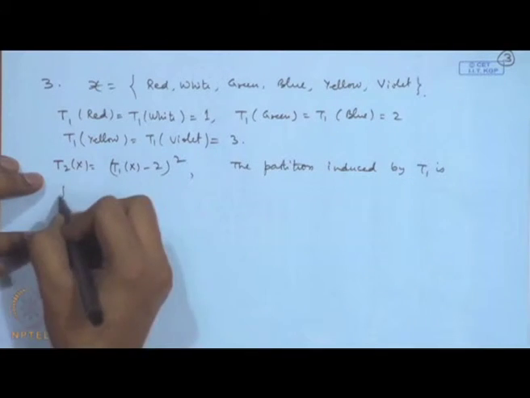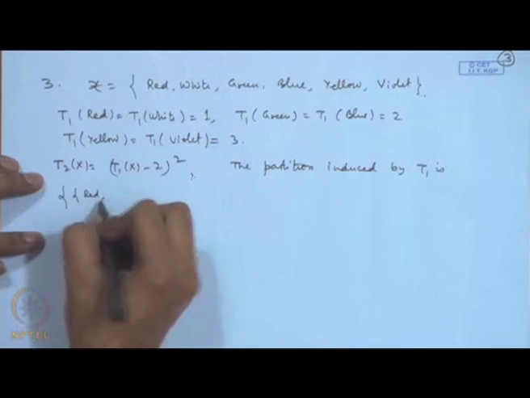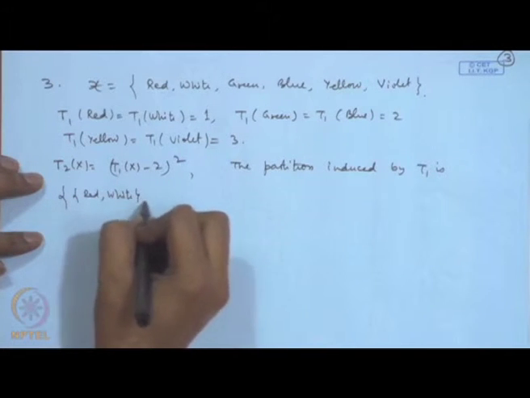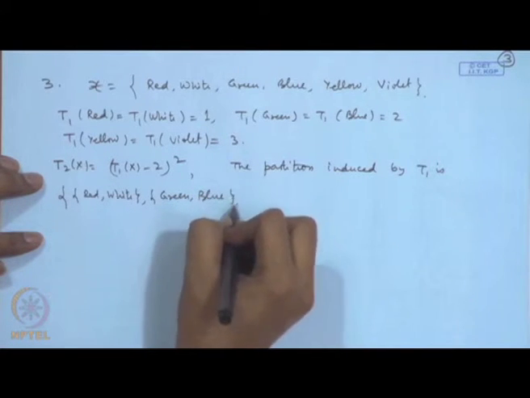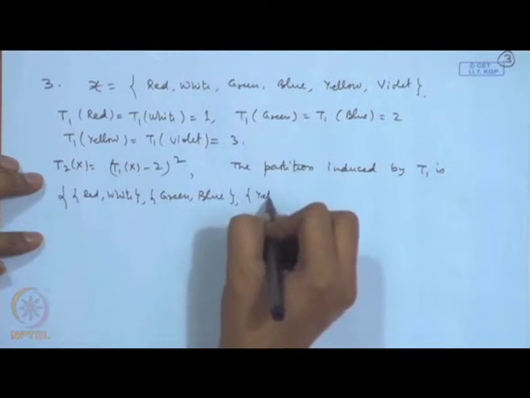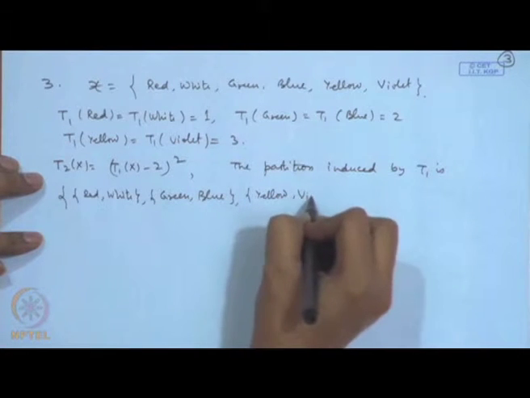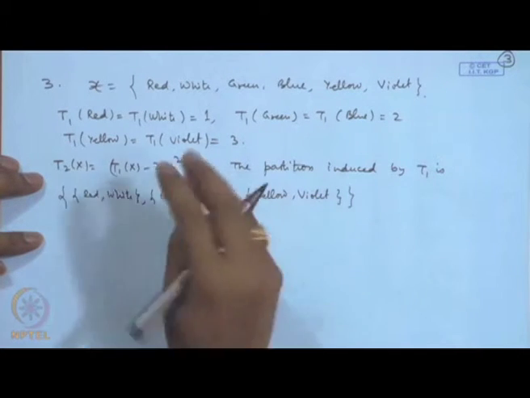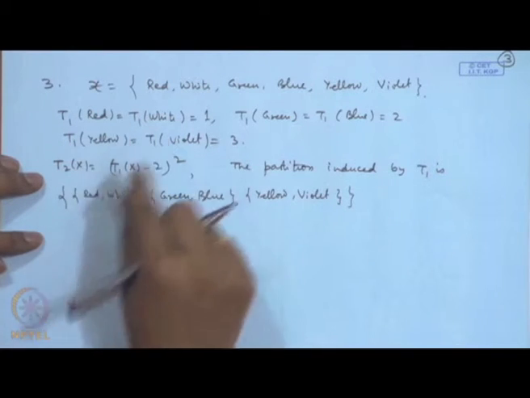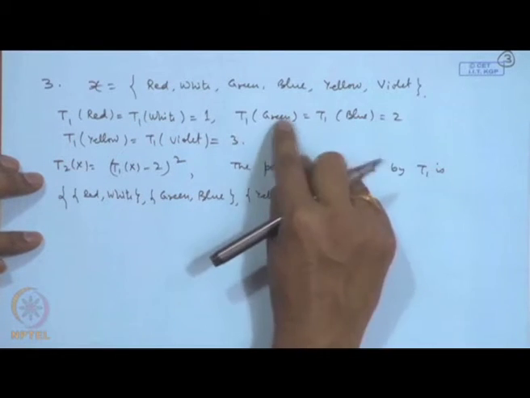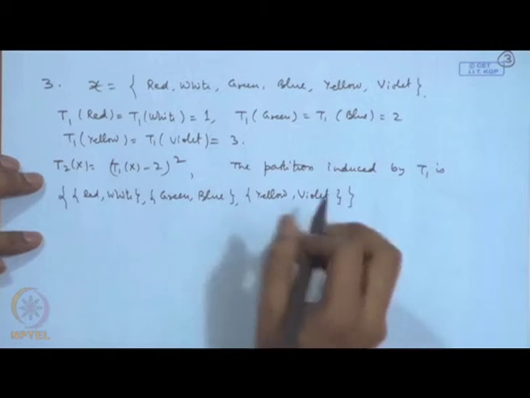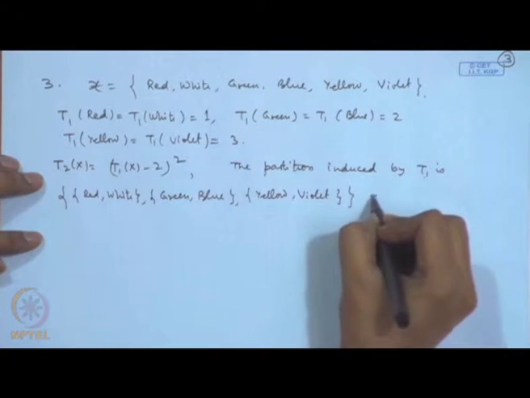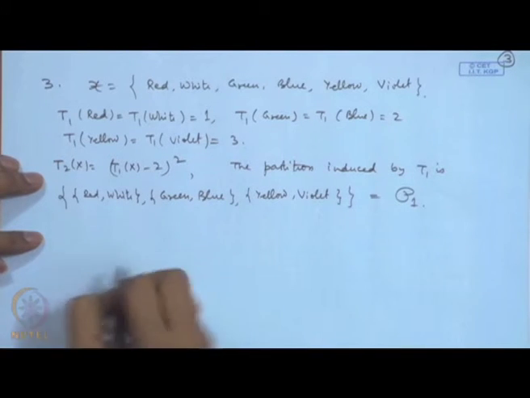T1 is red, white in one set, green and blue in another set, and yellow and violet in another set. Because the value 1 corresponds to red and white, the value 2 corresponds to green and blue, the value 3 corresponds to yellow and violet. So, let me call this partition P1.